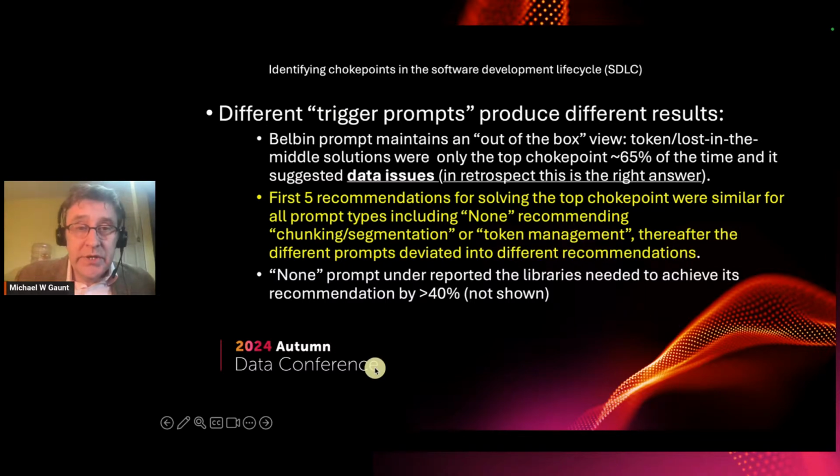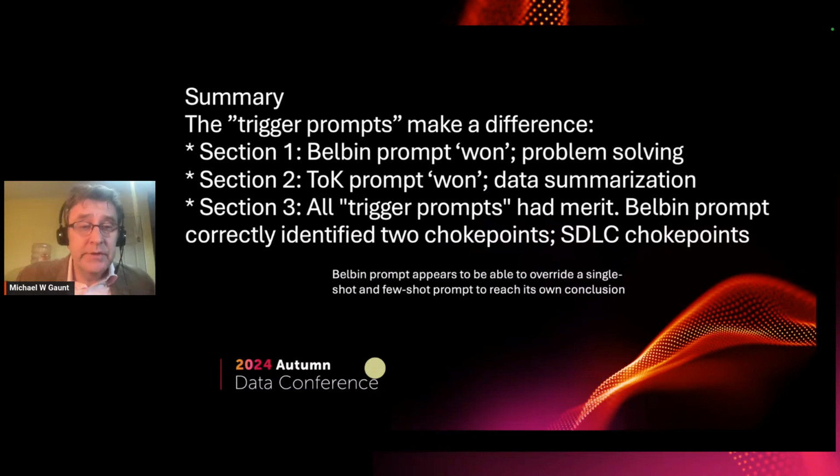Okay, so I was quite impressed that the Belbin prompt succeeded in what was a really complex scenario. So what I'm going to do is just summarize the whole area of what I call trigger prompts. Again, trigger prompts are prompts made of very few key phrases that produce a very big difference on the GPT's output. In section 1, we had the problem solving of the developer's notebook, and Belbin won hands down. There was no competitor. In section 2, the tree of knowledge won in data summarization. We'll come back to this in a minute.